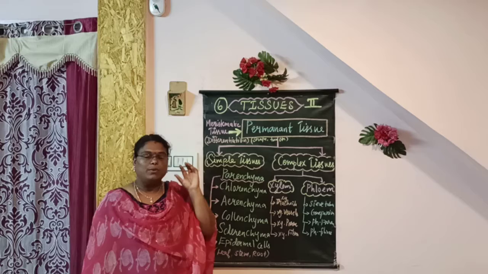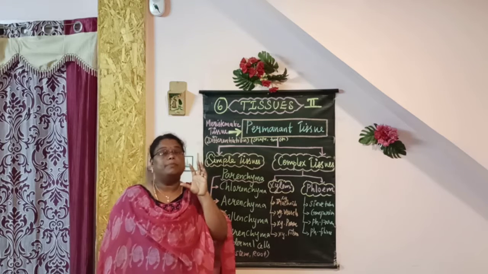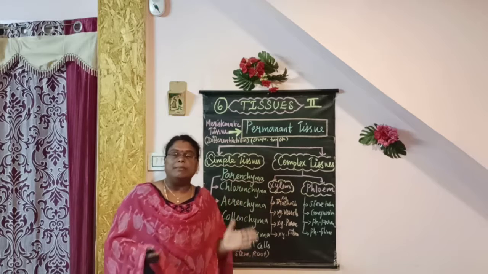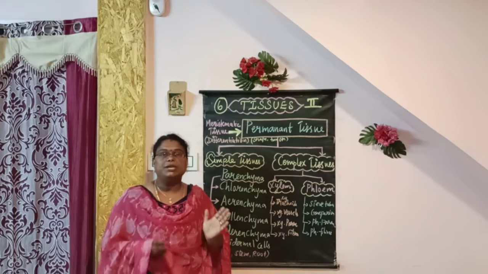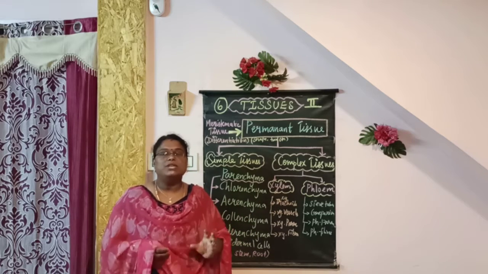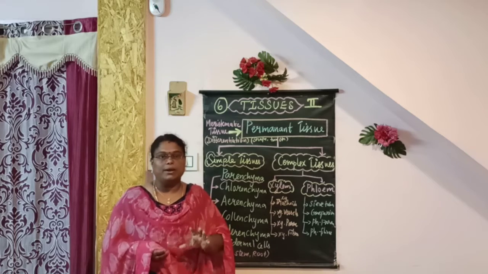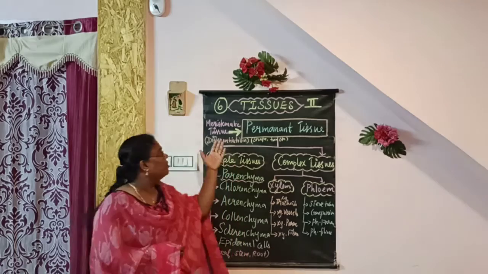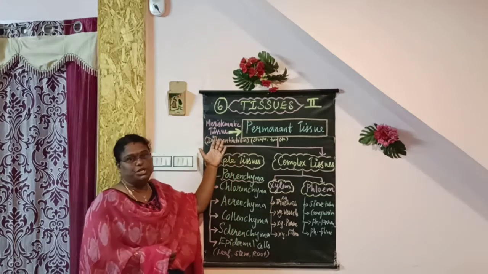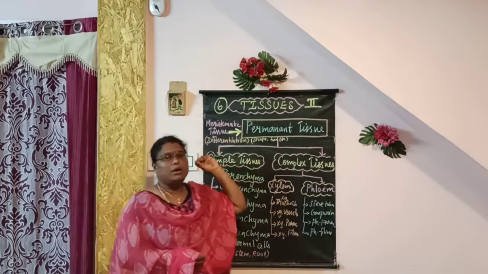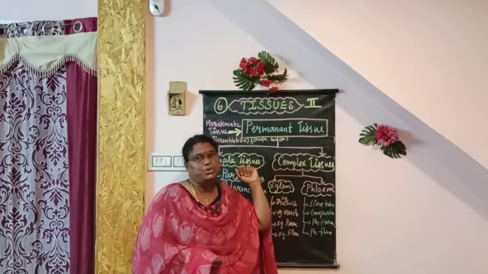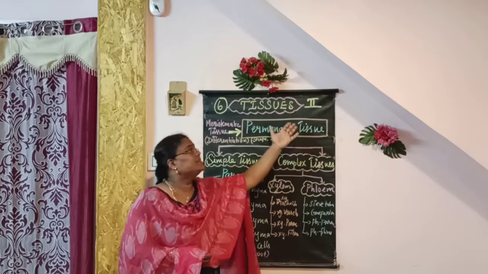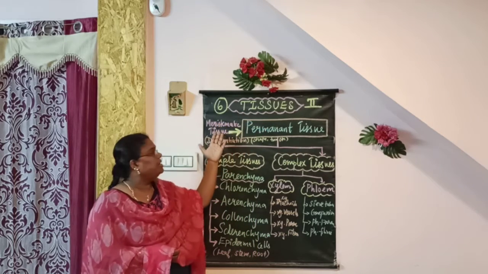Before that, I want to recall meristematic tissue, which we discussed in part 1. What is meristematic tissue? Meristematic tissues are tissues which have the ability to divide. They are called dividing cells. And now, what is permanent tissue? Permanent tissue is a tissue which is transformed from meristematic tissue.